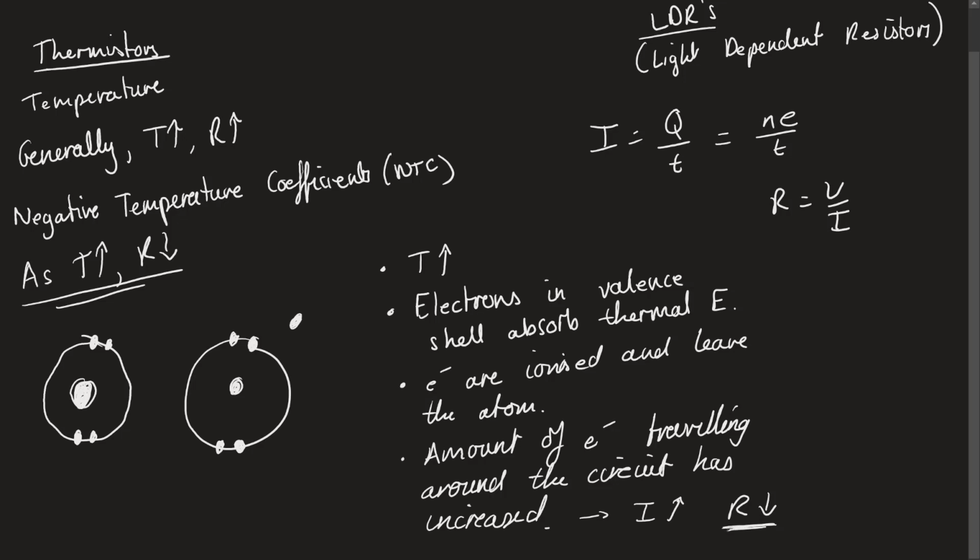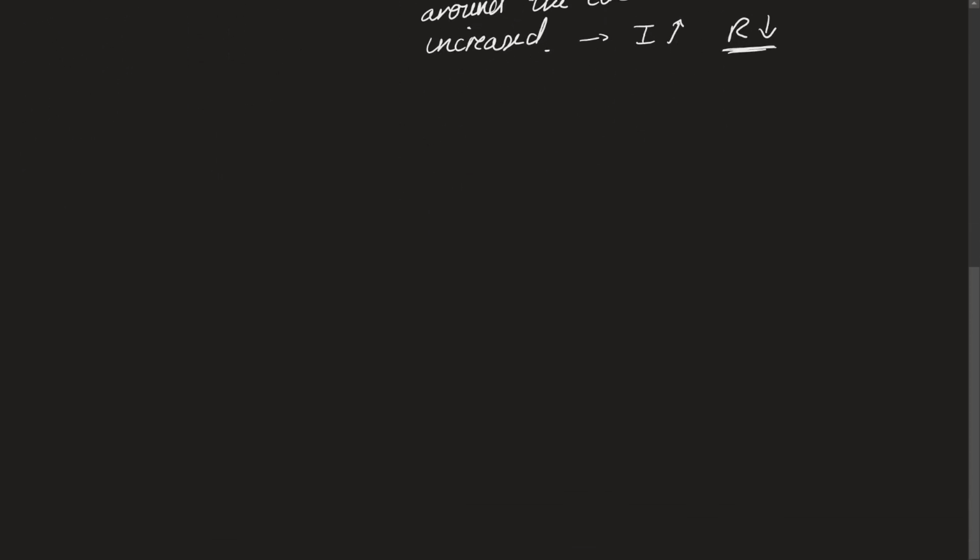Okay? And this is how both of these semiconductors work. They both work by adding in some type of energy. The electrons absorb that energy. They're then ionized from the atom and are allowed to flow around the circuit, increasing the number of electrons, therefore increasing the current and decreasing the total resistance. So LDRs will work in the exact same way.